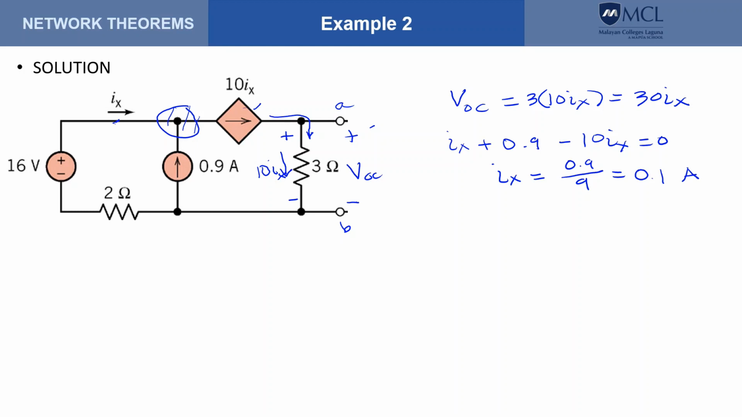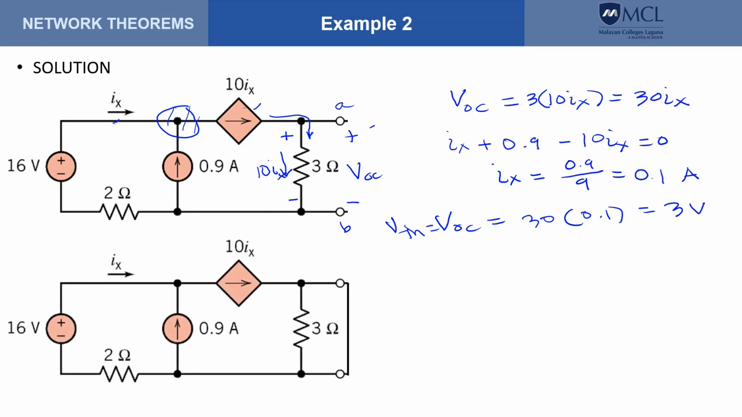Now that we have I sub x, we can compute for VOC, and that would be equals to 30 times 0.1, or that is equals to 3 volts, which is also our VTH. Next, we find I sub n. So to get I sub n, we apply a short between terminals A and B and find the current that flows through the short circuit. So we call it I sub SC.